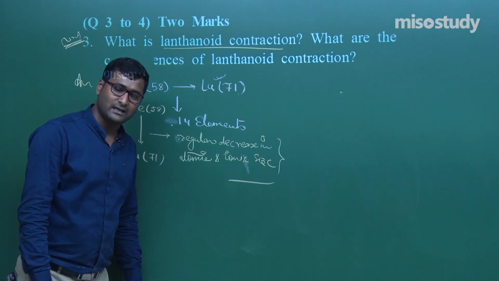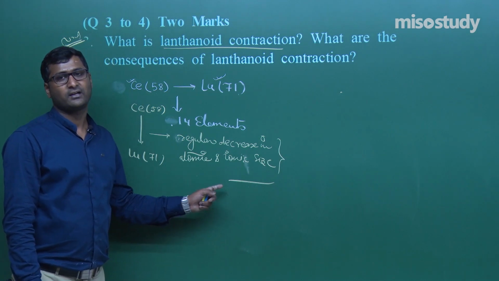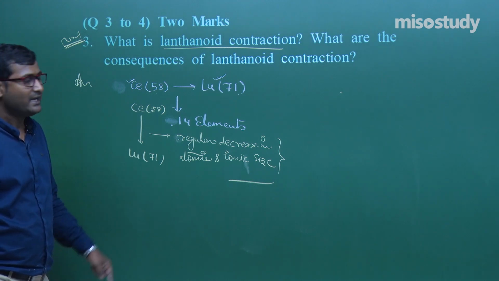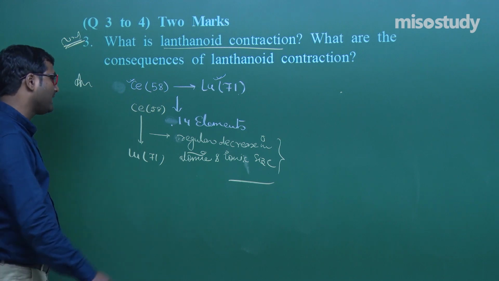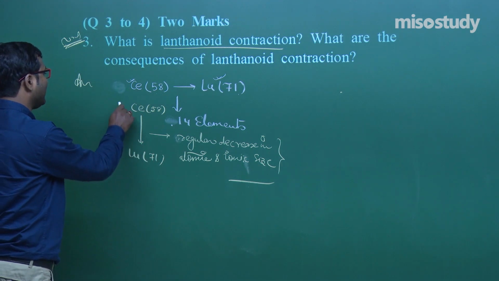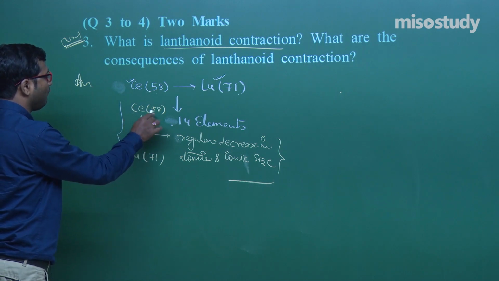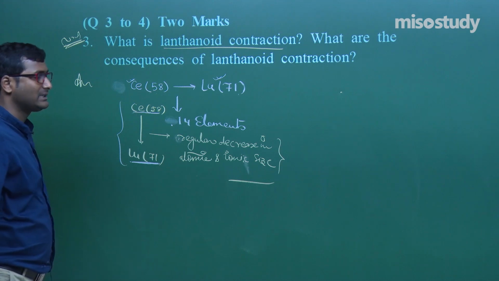And why is there an increase in the effective nuclear charge value? Due to the poor shielding effect or screening effect of the F subshell, and this is known as lanthanide contraction. Again I am repeating, the regular decrease in atomic and ionic size in the lanthanide series when we move from cerium to lutetium is known as lanthanide contraction.